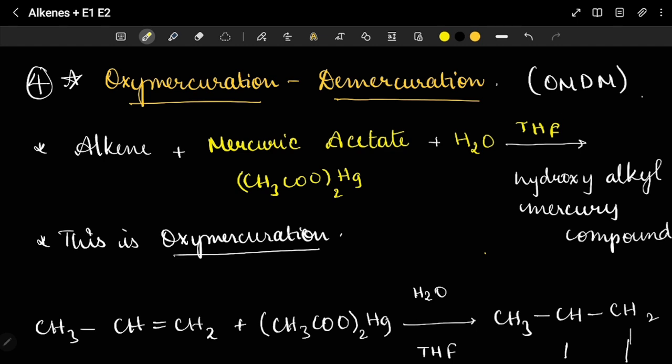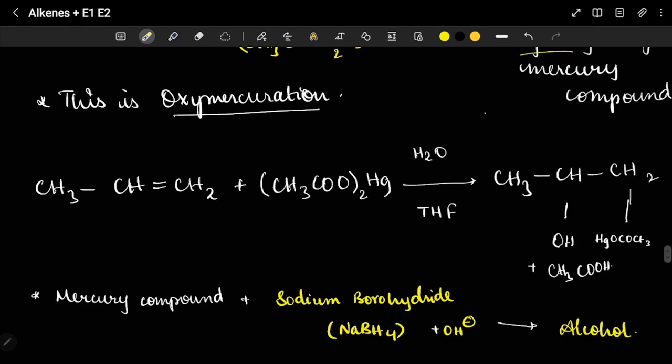Then in oxymercuration what happens is a hydroxy alkyl mercury compound is formed, means an alkyl group which has an OH, hydroxy, and some mercury compound like this. Some mercury compound is there. Okay, this is oxymercuration. Let's see an example. So we take CH3CH double bond CH2, and then we use mercuric acetate, H2O and THF. Once we use this, what is formed?